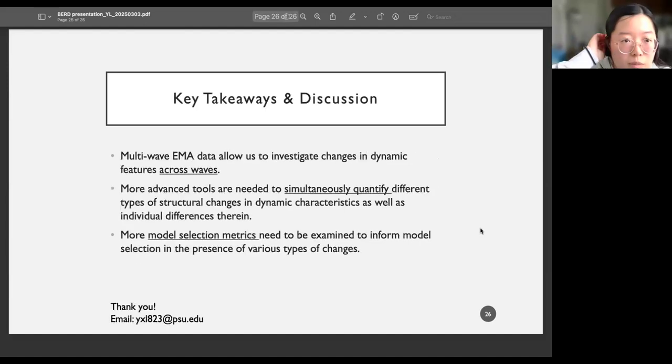And finally, some key takeaways: we introduced the multilevel EMA data, and we introduced our methods to simultaneously quantify different types of changes in dynamic features as well as individual differences. We would like to highlight that more advanced tools are needed to capture these changes, because the change pattern really varies a lot across participants, and every participant is unique in their change patterns, and we need to accommodate all of them in a more comprehensive modeling framework. And because of that, we also need more model selection metrics to help us select the best model.